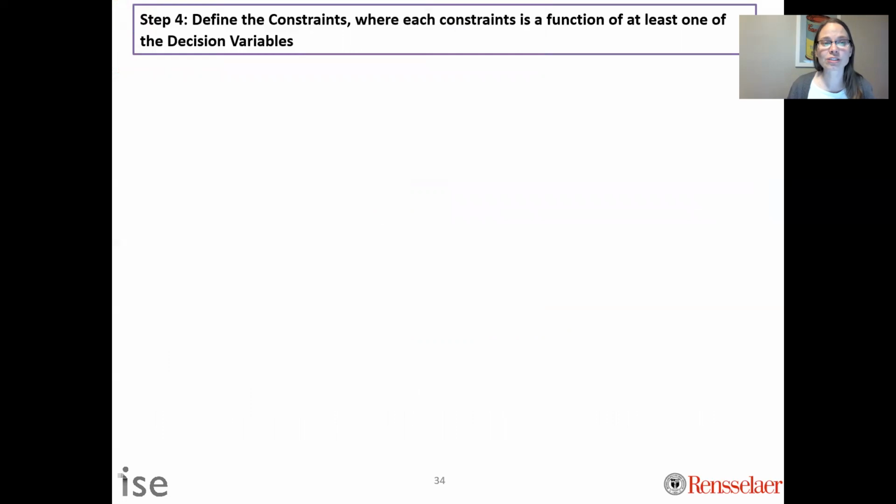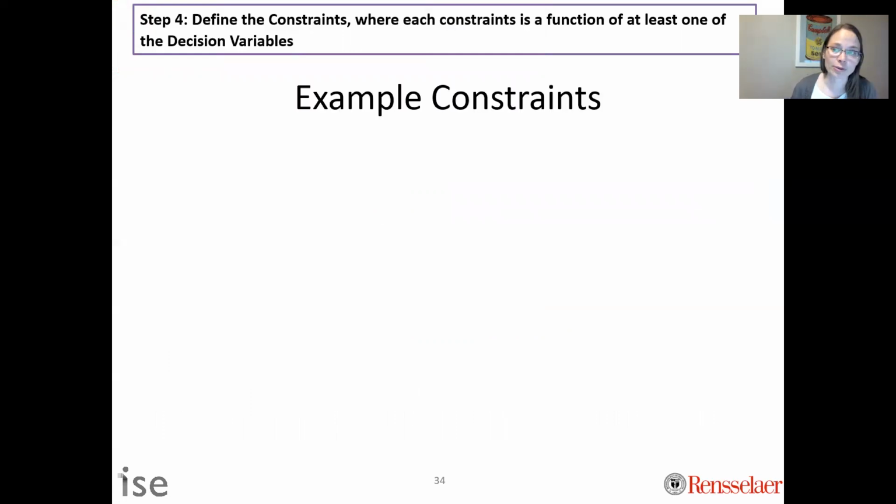So that's step 4, which is define the constraints, where each constraint has to be a function of at least one of the decision variables. Now I'm going to give you example constraints.